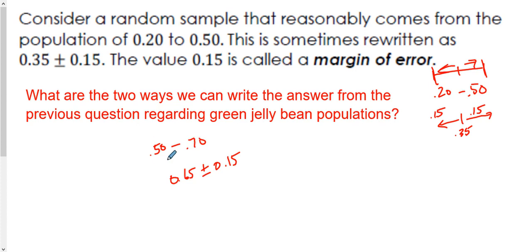That mystery jelly bean bag was between a 50% proportion and a 70% proportion of green jelly beans, or we could say that we believe it to be a 65% proportion jelly bean bag, plus or minus 15%. So there's two ways to think about it. And again, this right here is called margin of error. We call it MOE for short sometimes.